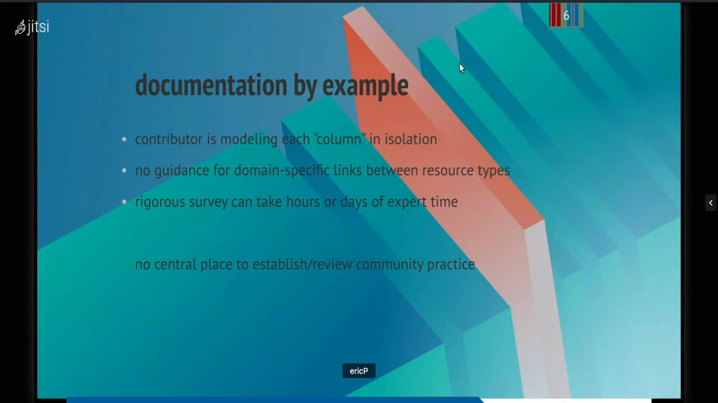What's happening is that the person who is entering the data is basically looking at each column in isolation, or each attribute in isolation. They're saying, well, how do I put this property in? How do I put this property in? And there's no guidance for domain-specific links between resource types. So if I'm putting in something complex that involves multiple resource types, and there's some actual real depth to the data structures, then I don't really know what links to use between those things.